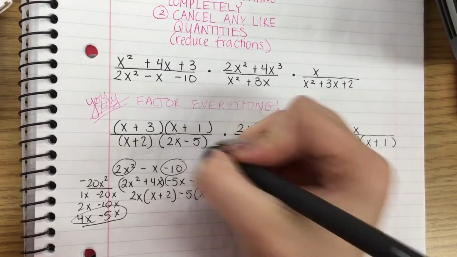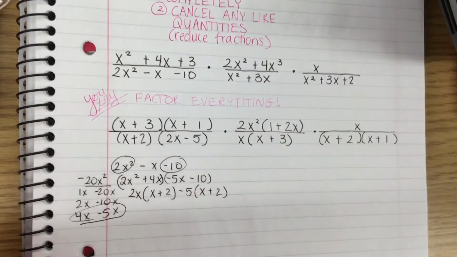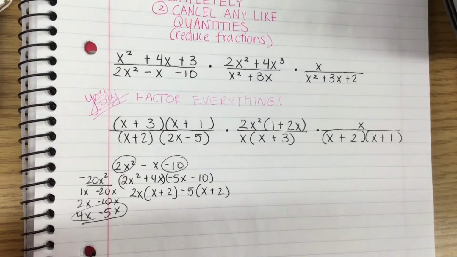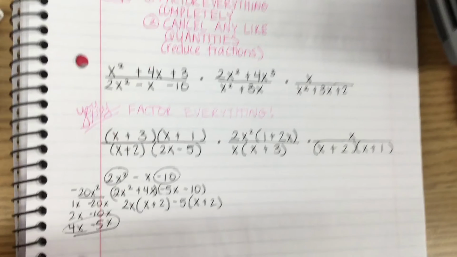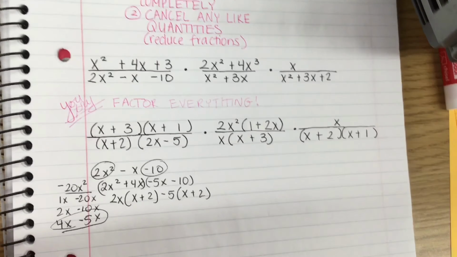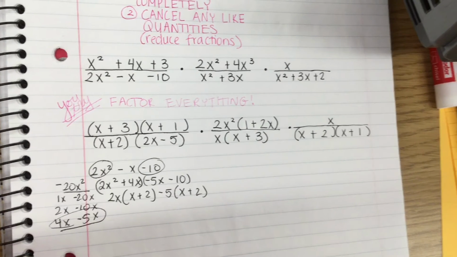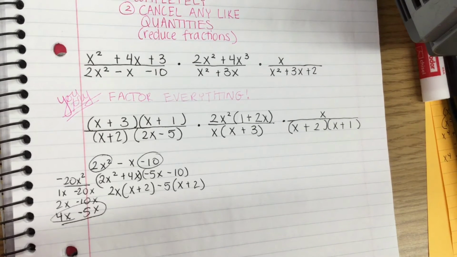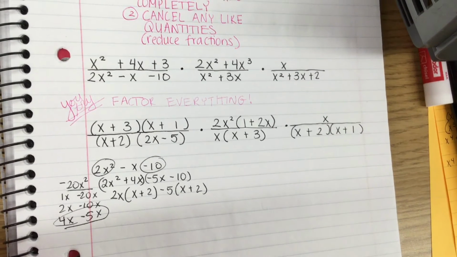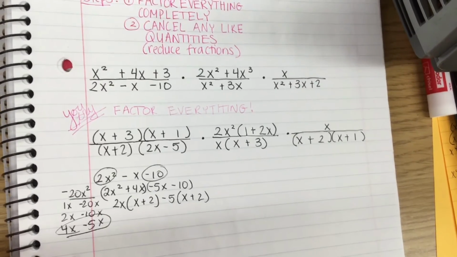Real quick, in the numerator of that first ratio, 3 times 1 gives you the last term, and 3 plus 1 gives you the middle term. So that's why that's x plus 3 times x plus 1. Middle ratio here, you just had to factor out a GCF from both numerator and denominator. And then the denominator at the end, you have the same thing where you have 2 times 1 is 2, but 2 plus 1 is 3.